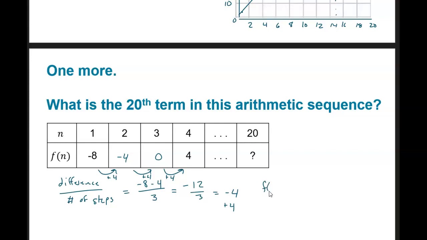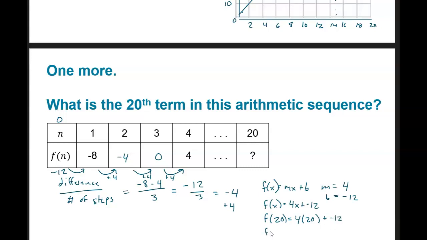Our equation is going to be f of x equals mx plus b. M is 4. B is the value at 0. So over here we have 0. Over here we have negative 12. So our equation is going to be 4x plus negative 12. And then f of 20 is 4 times 20 plus negative 12. And that equals 80 plus negative 12, which is 68.